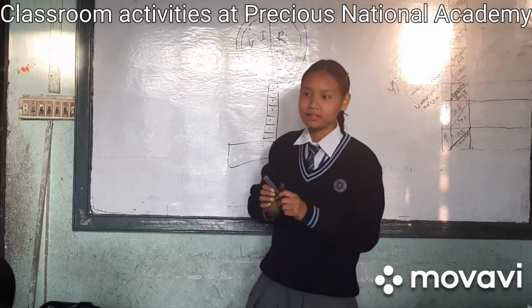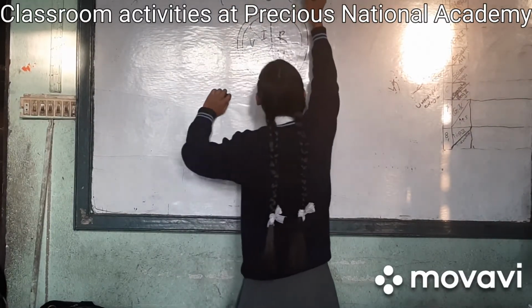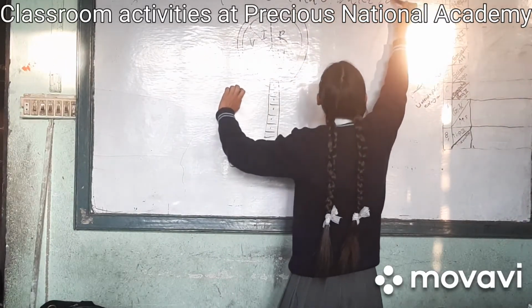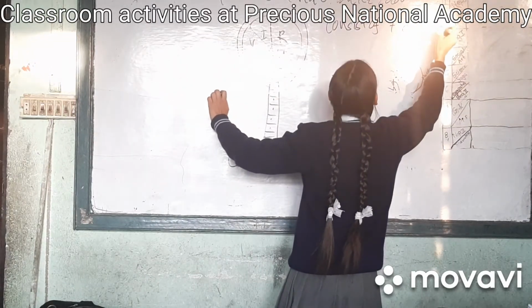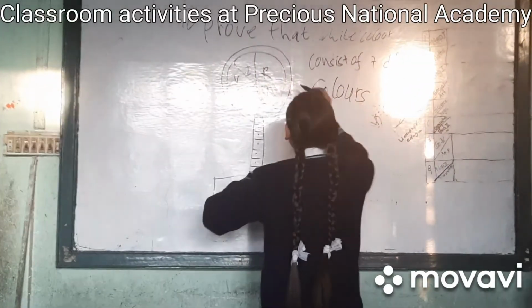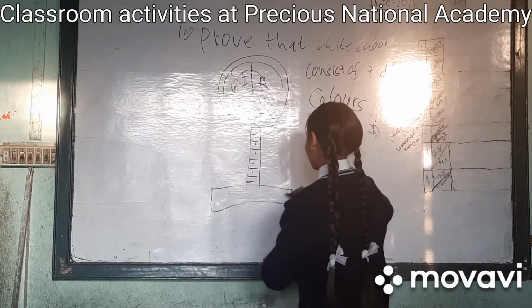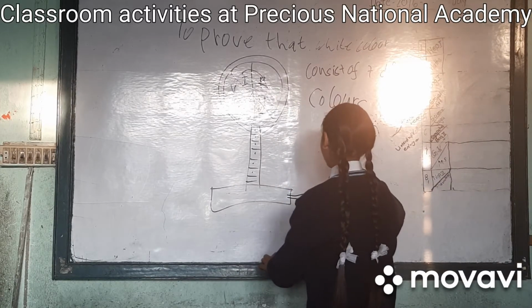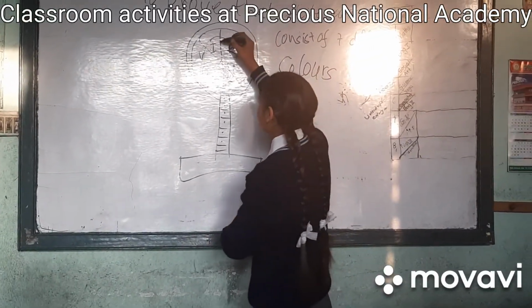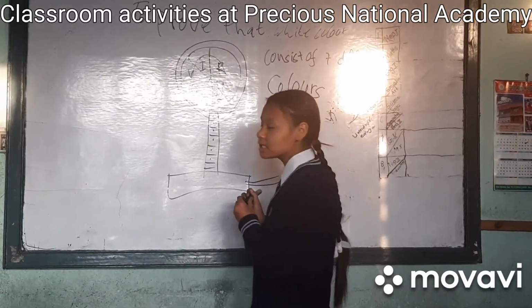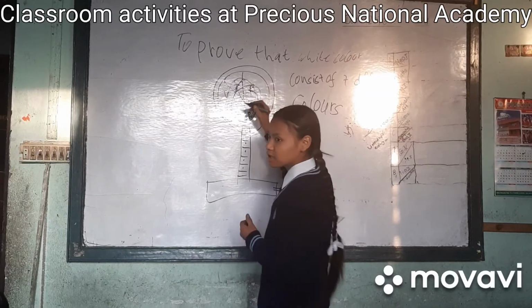Now guys, we have a practical to prove that white color consists of 7 different colors. For this experiment we need a Newton disc, and here are 7 different colors, and here are wires. When it is connected to an electric source, the Newton disc will go on rotating, and then we can see that all these 7 colors are seen as a single color, and that is white color.